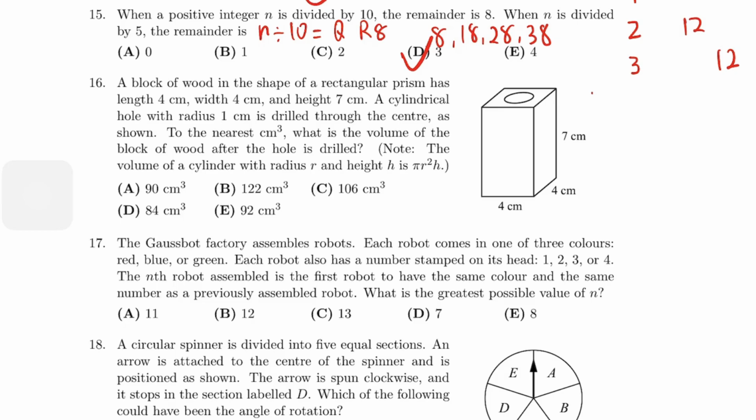Okay, so they want to make the question easier, so they give us the volume of a cylinder with radius r and height h, which is pi r squared h. Okay, so first we need to find the volume of the block of wood.